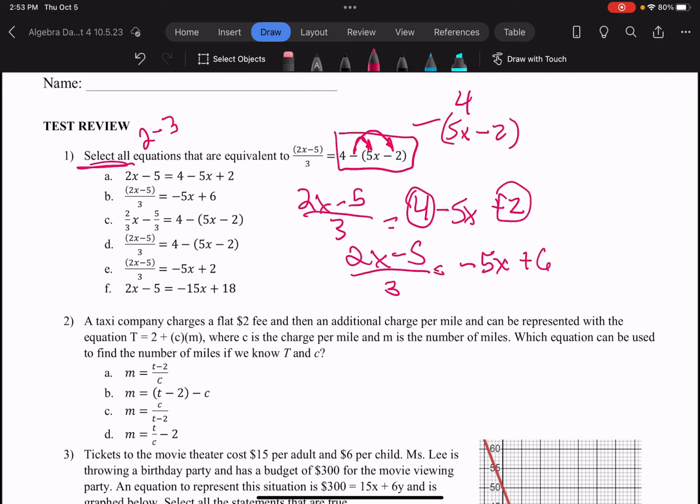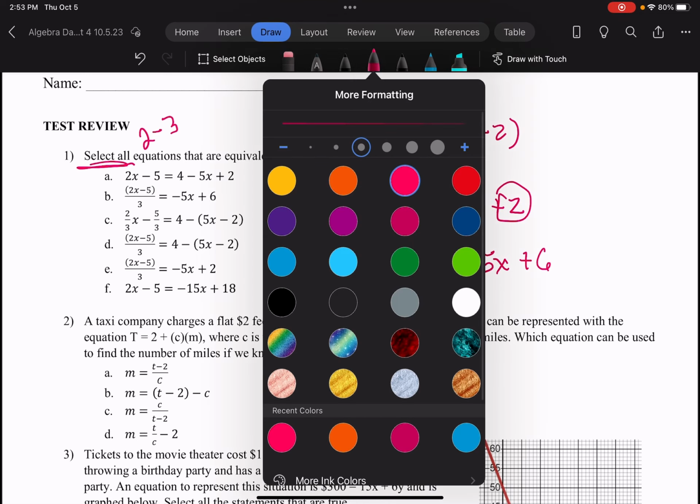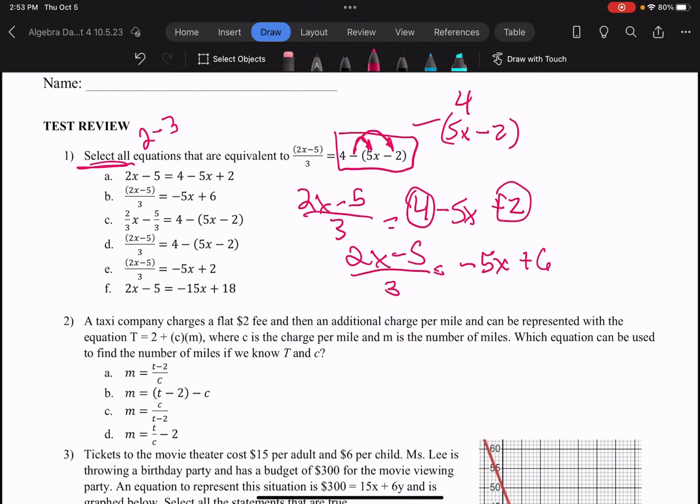In this case, all they did is they removed the 3 from the denominator, but that's not something that we can do unless we were to somehow do something to the other side. So since the other side is still exactly the same, we know that this cannot be because they would no longer be equal. Letter B has actually what I came up with over here. So 2x minus 5 over 3 equals negative 5x plus 6. So that we know is an answer option.